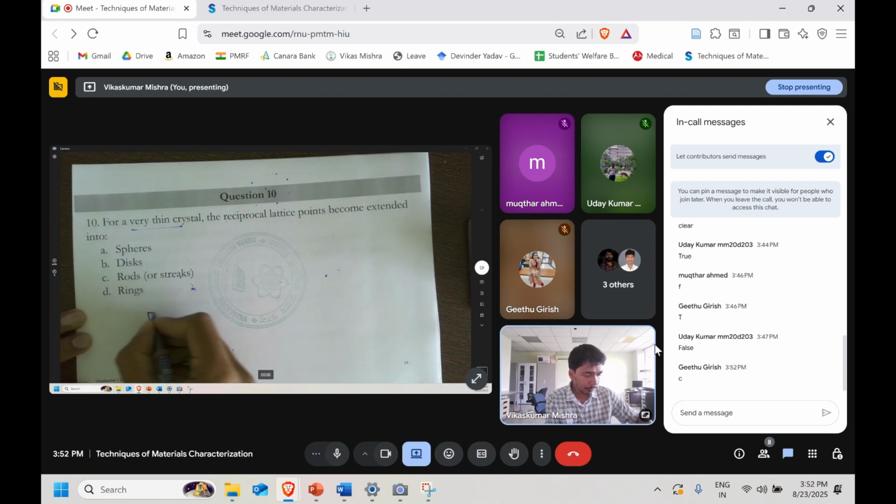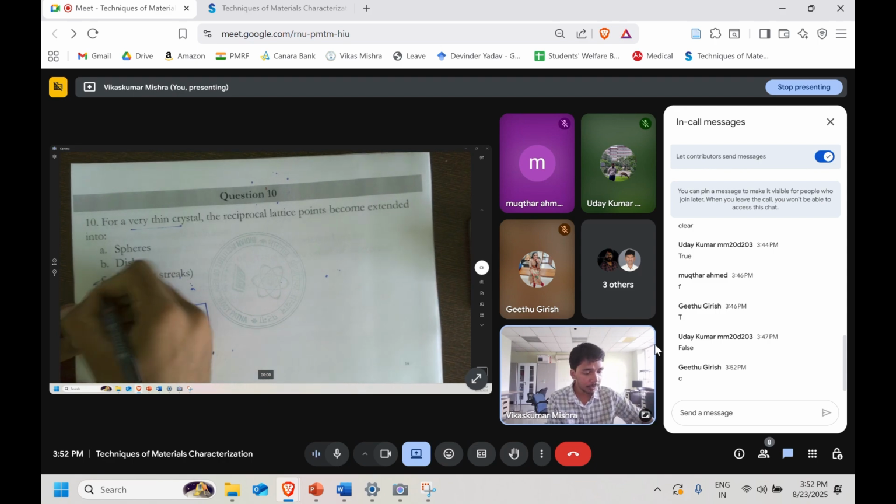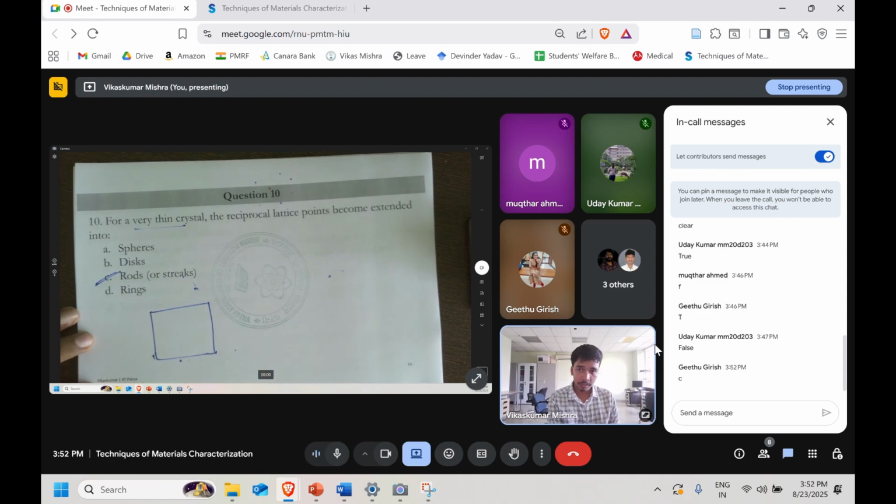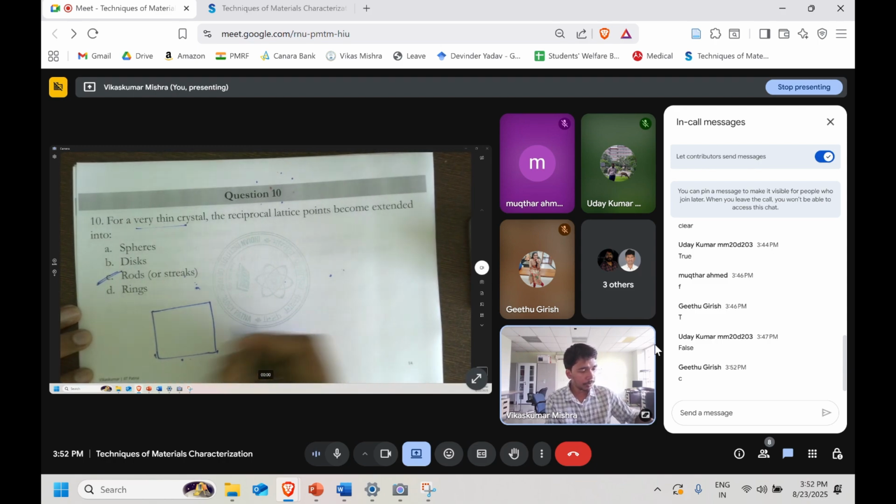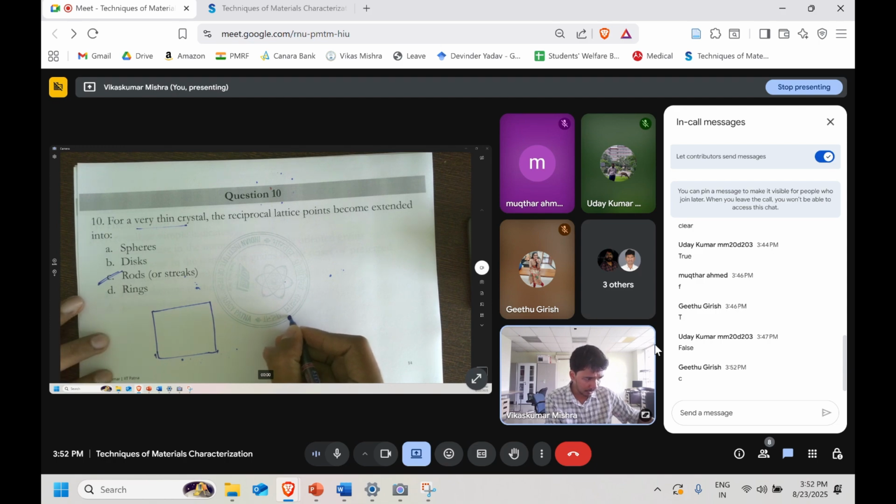Let us say this is the size of the crystal initially, before you thin it down. The right answer is option C, very good. It will turn to a rod. Let us say corresponding to this particular crystal size, one of the reciprocal lattice points is like this, or let's take a few more.